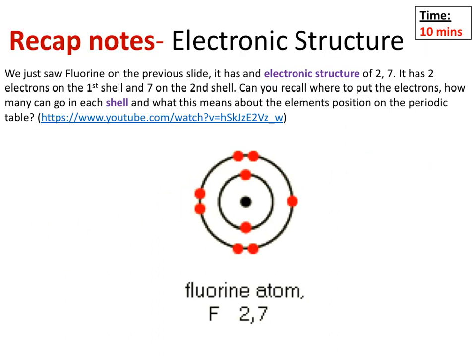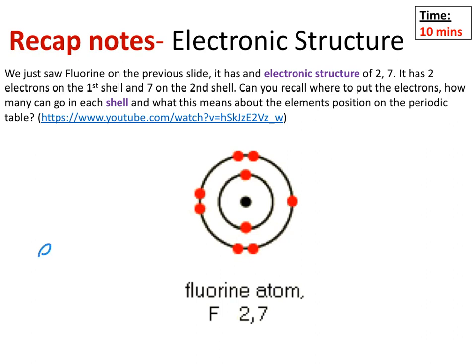So we've just seen fluorine, and we talked about electronic structure. This is a good point. I just recapped a little bit on it previously in this video. If you need a more in-depth going over of stuff, click on this link. It will be one of the links down in the description box below this video, and it goes over in a little bit more detail and quite a few more examples about where to put electrons in the shells and how many can go in each one.